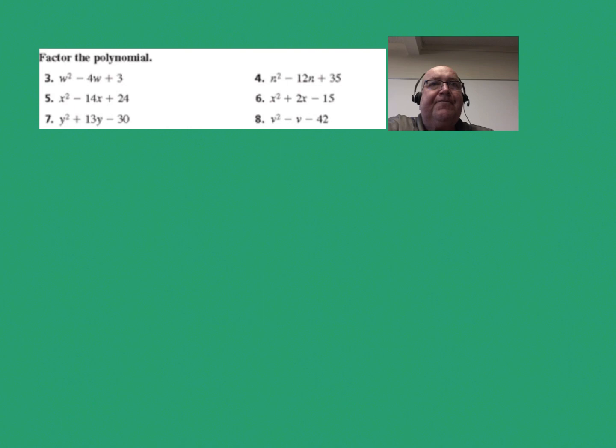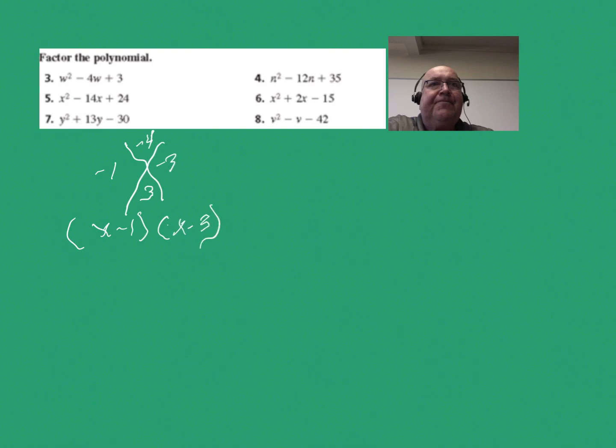Okay, so first off, I'm going to go to number 3. I have 3 and I have -4. The 3 is positive, so both of our factors have to be negative, so we're going to use -1, -3. And we have x minus 1, x minus 3.